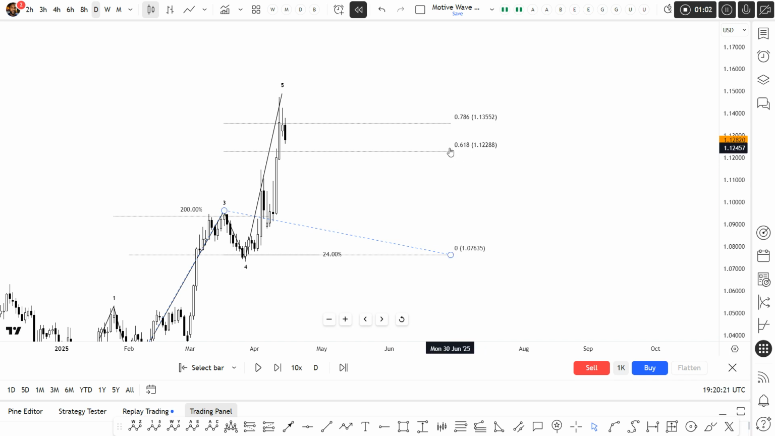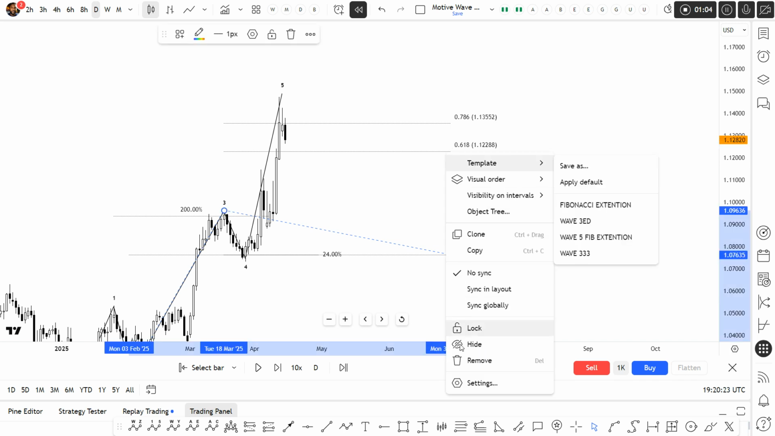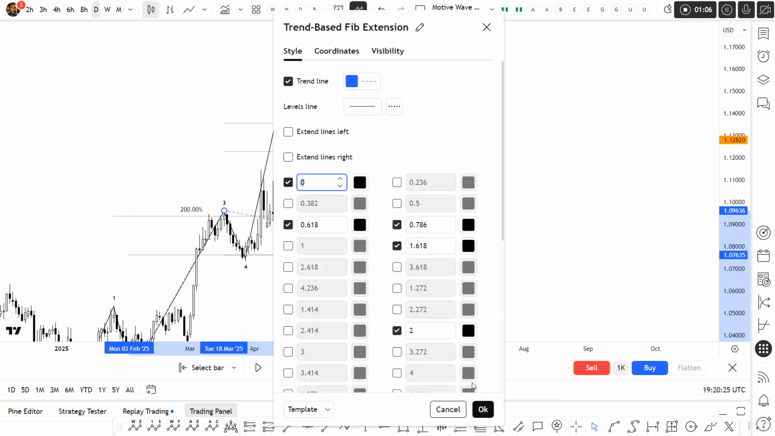61.8% ratio. So let me uncheck it so that you can see the settings. These are the levels I usually use, excuse me. These are the two levels I usually use for the endpoint of wave 5. But note, wave 5 can as well be the length of wave 1.